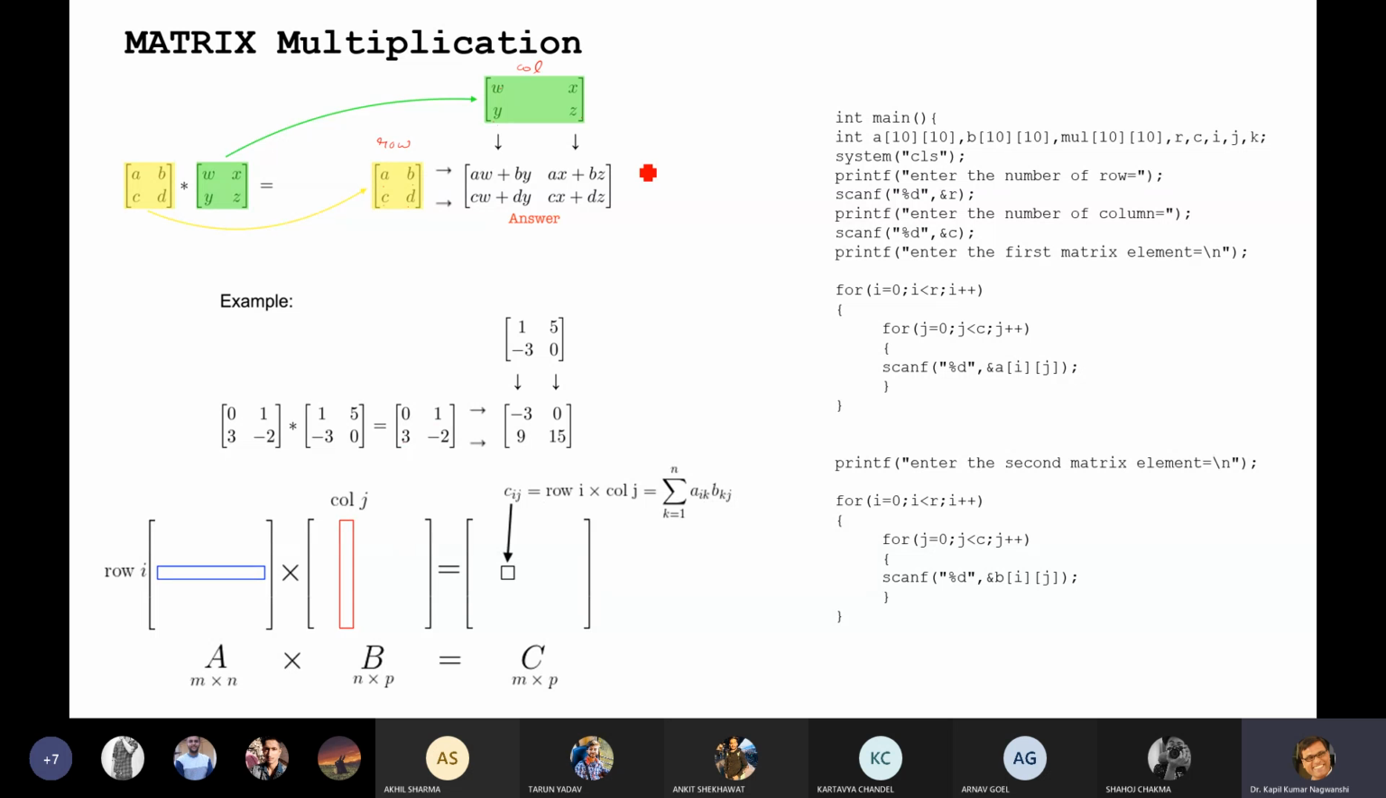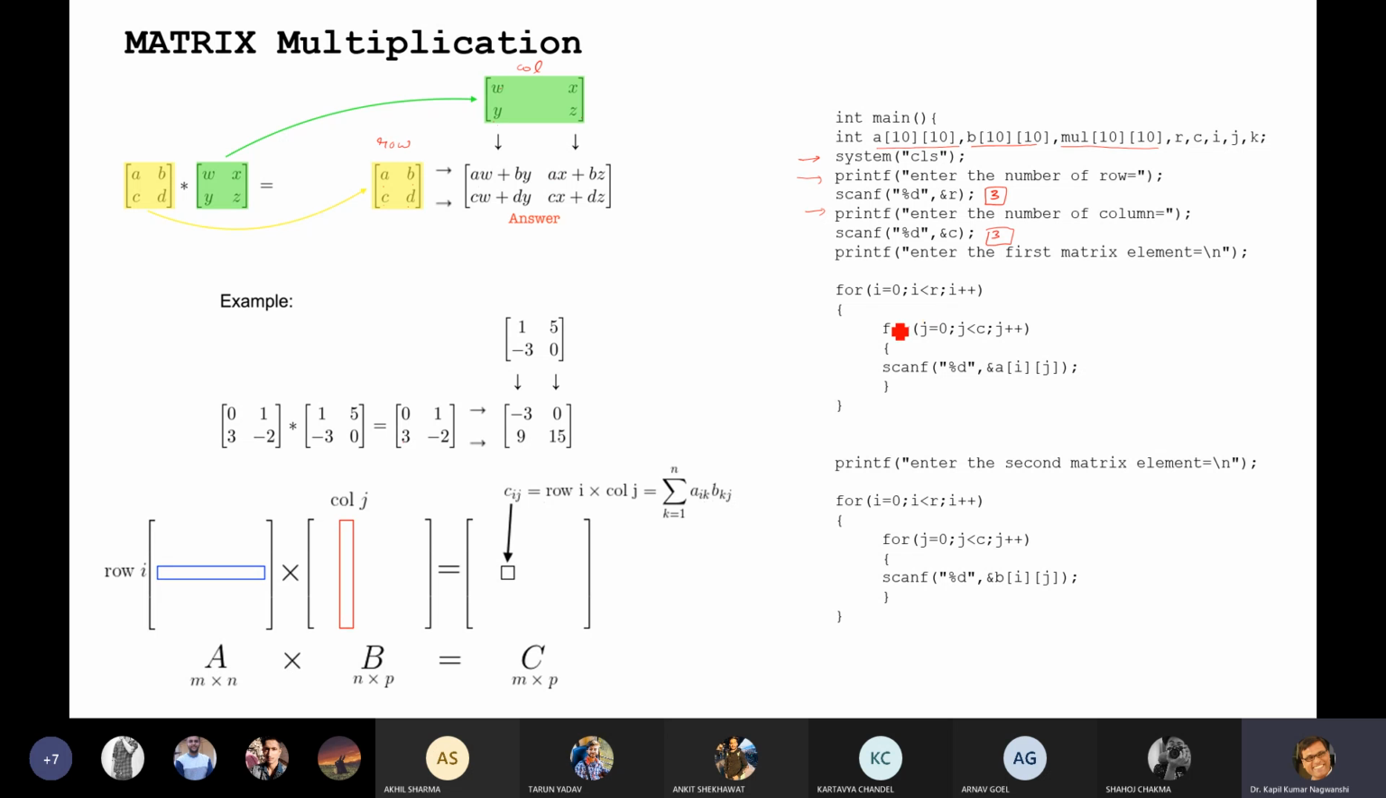So better, let us try to solve this problem. We have taken two matrices, A and B, and another matrix that is the multiplication result. The maximum size is 10 by 10. Initially, we start with clearing the screen. Then it will ask to enter the number of rows and number of columns. Suppose we have taken 3 rows and 3 columns.